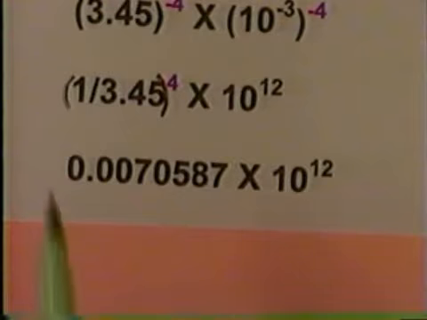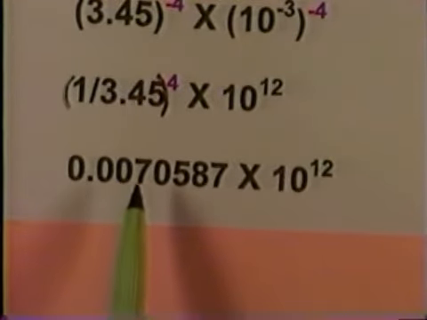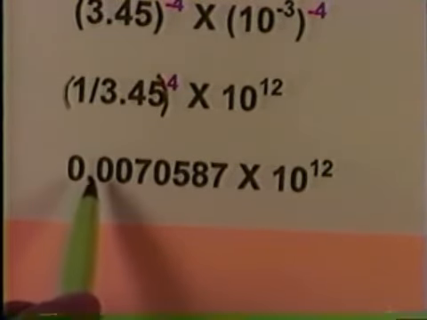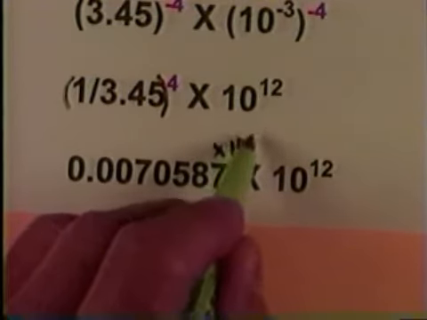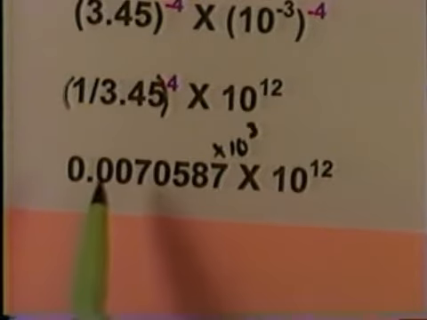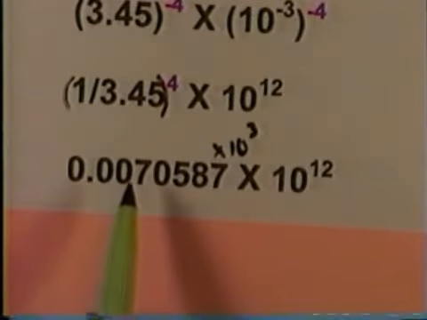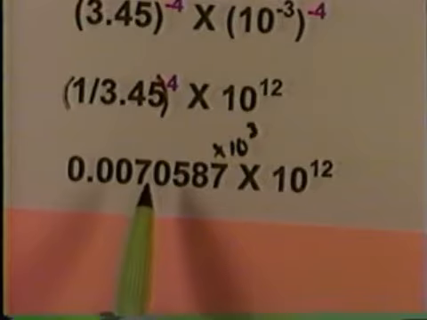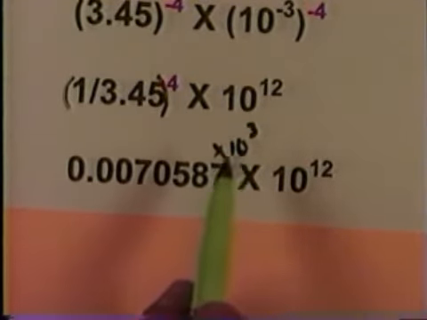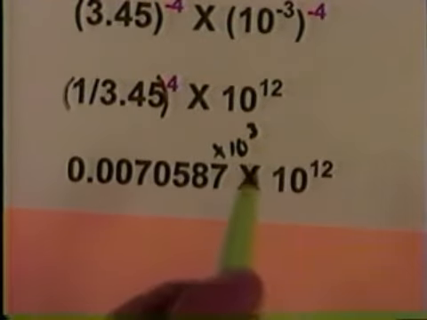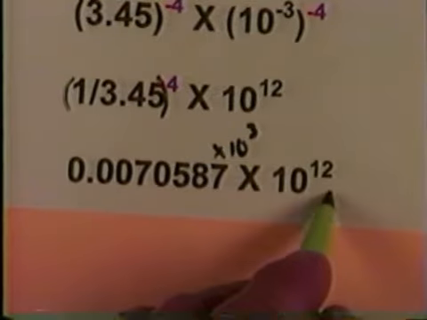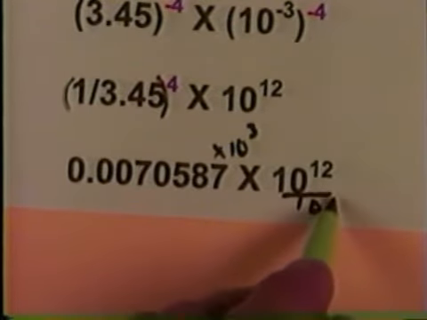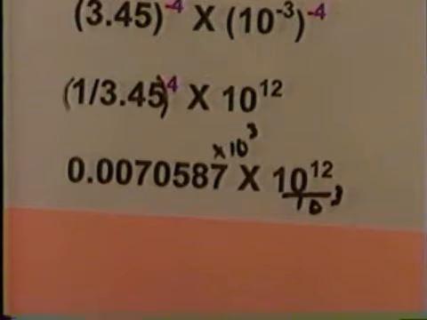Now we need to put this one in scientific notation. So to get it in scientific notation, I need to multiply here by 1,000, which is 10 cubed, because I need to move my decimal 1, 2, 3 places to the right. So that means I need to multiply the decimal part by 1,000 or 10 cubed. Now, of course, if I multiply by 10 cubed to keep everything equal, I've got to divide by 10 cubed.